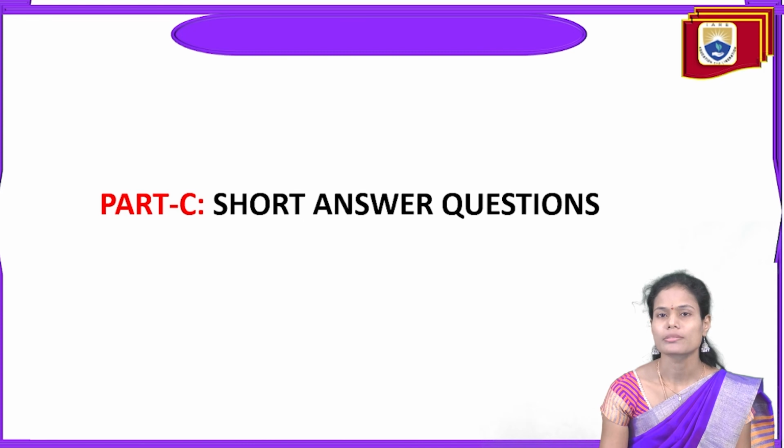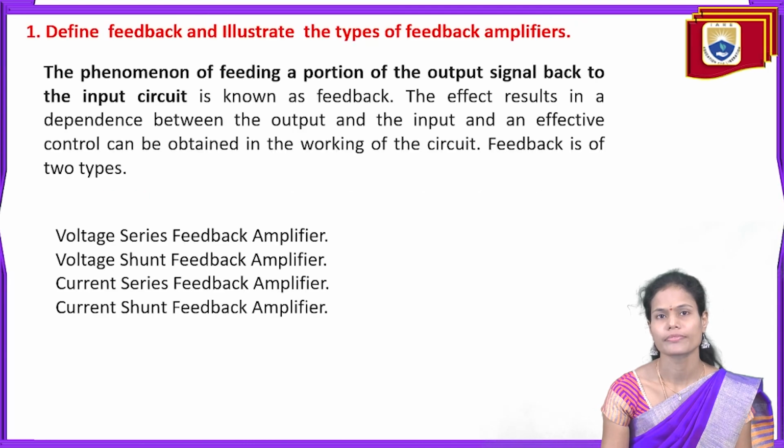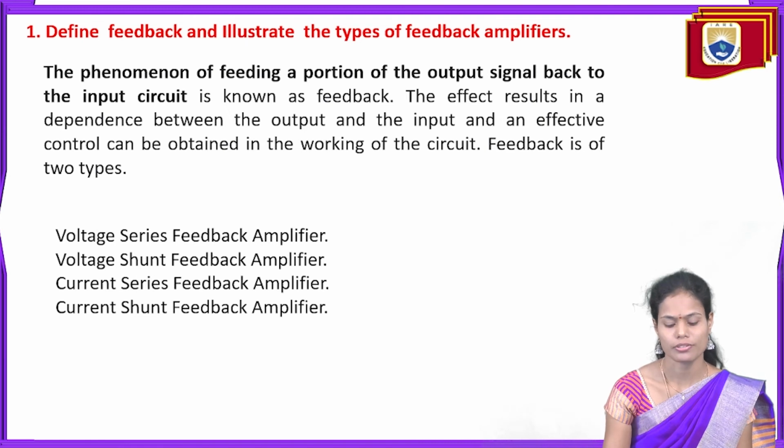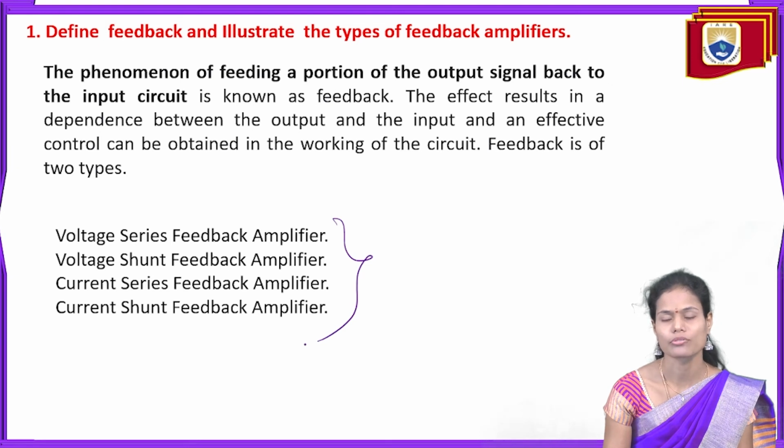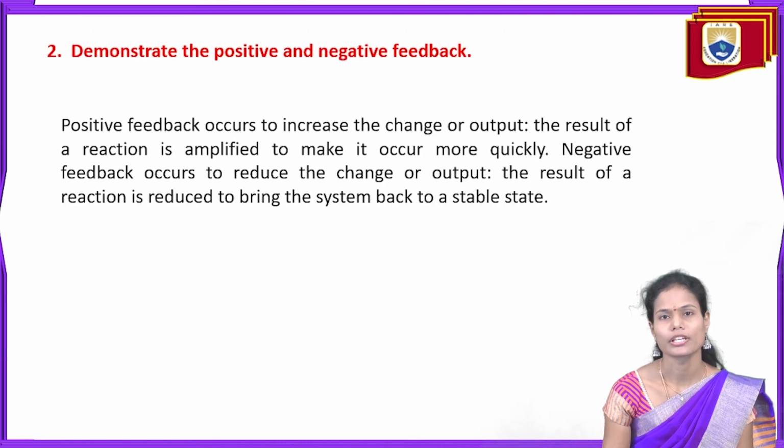And while coming to the next part, that is the short answer questions. So first one is define feedback and illustrate the types of feedback amplifiers. So here the phenomenon of adding some portion of the output signal to the input of the amplifier will give the feedback. Here we are having 4 types of feedback amplifiers, that is voltage series, voltage shunt, current series and current shunt feedback amplifiers.